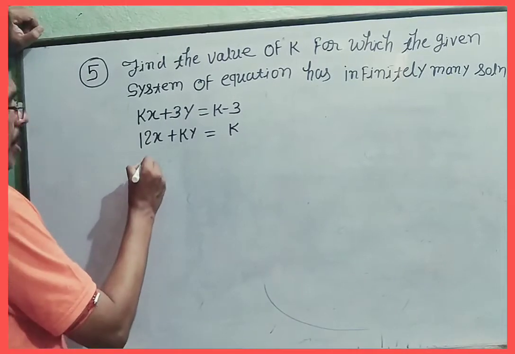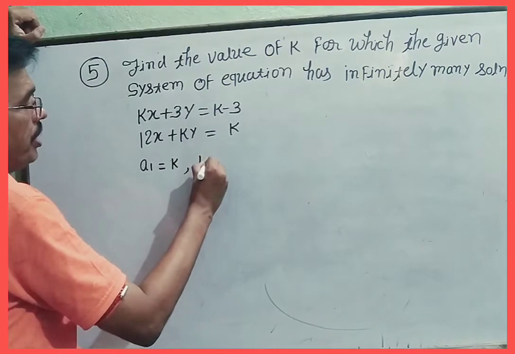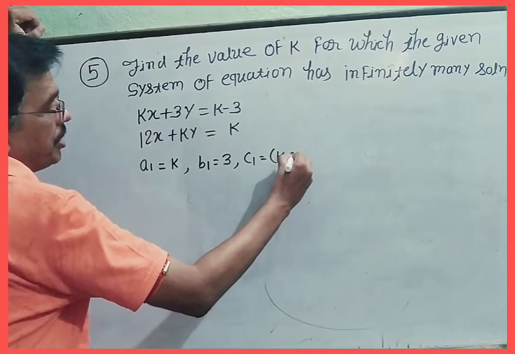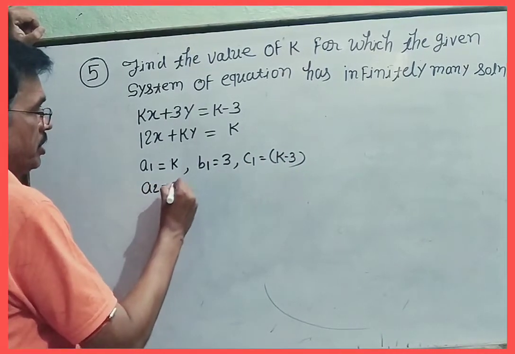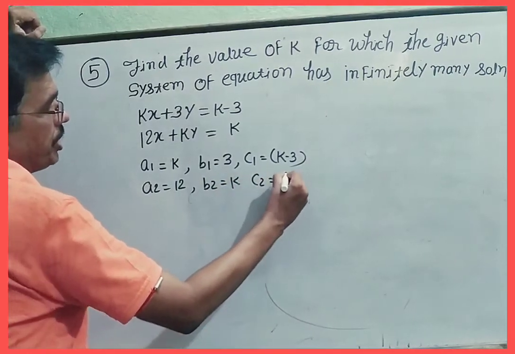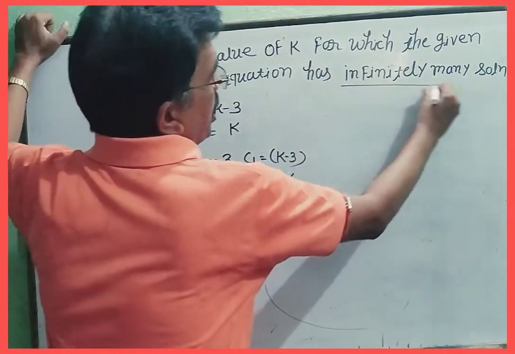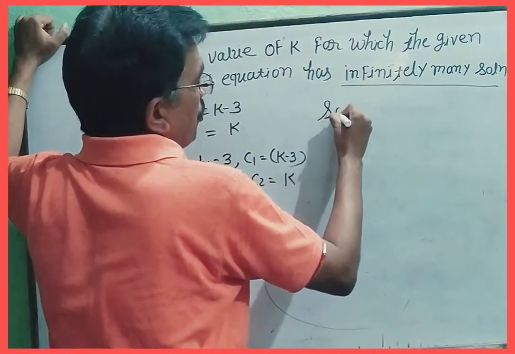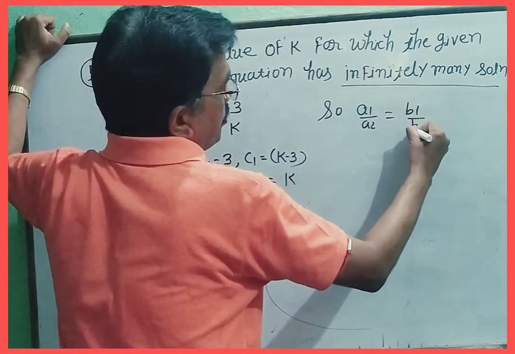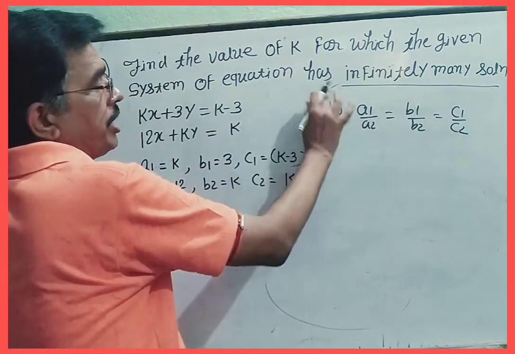So first you write what is a1 in your equation. a1 is k, b1 is 3, and c1 is k minus 3. Similarly, a2 is 12, b2 is k, and c2 is also k. And the condition is infinitely many solutions. So a1 by a2 is equal to b1 by b2 is equal to c1 by c2, because the condition given is that it has infinitely many solutions.